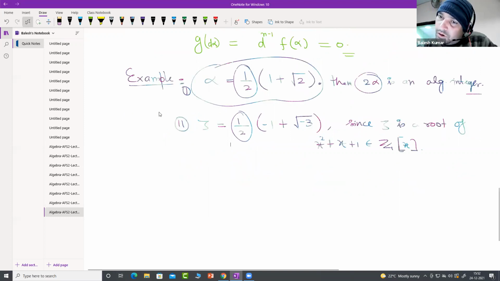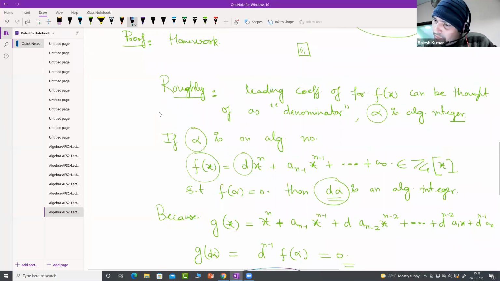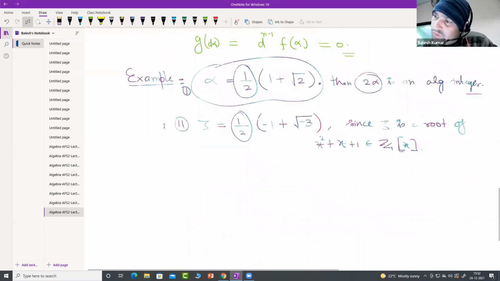So these two examples show that, as we have seen, the denominator can be thought of as a denominator, but this is not precisely the thing being told here. Roughly or vaguely, the leading coefficient does a similar job. Okay, so algebraic integers, which we have discussed now, have certain tricky things which one needs to remember.